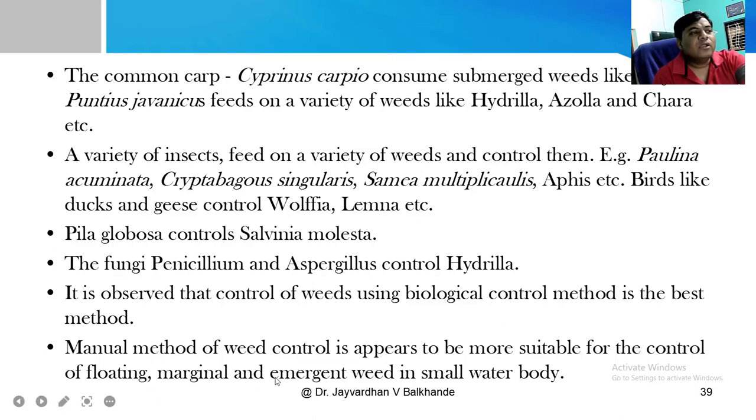And the manual method of weed control appears to be more suitable for the control of floating, marginal and emergent weeds in a small water body. Just go into the water body and by hand picking we can remove them from the water body. In this way we control the aquatic weeds, and by controlling the aquatic weeds we can also increase our fish production. So it is very important to control the aquatic weeds from the water body. So this is aquatic weeds and their control.